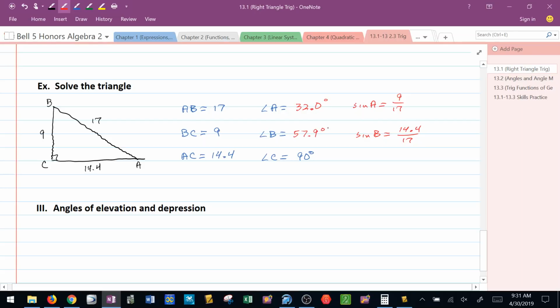57.9 degrees. All right? And those angles, if you notice, almost add up to 180, but not quite. We're a tenth off there. That's okay. If I were to round these to the nearest whole number, I get 32 and 58. There's my 90 degrees. This is just a more accurate representation of that angle.